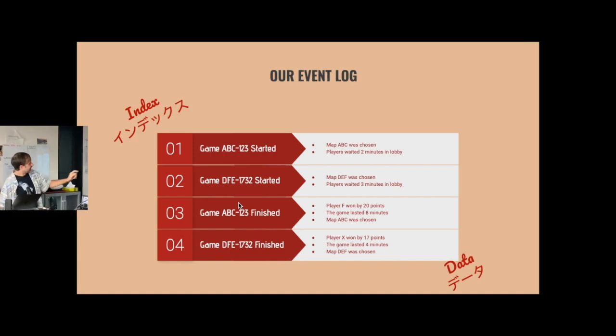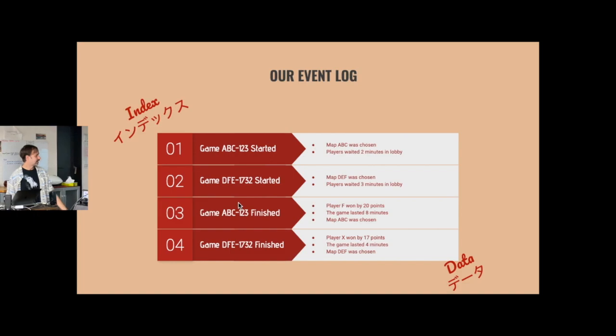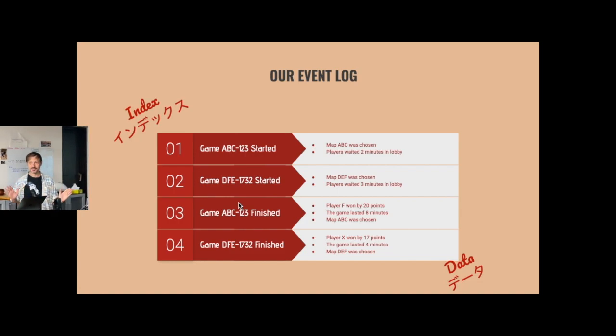We have an example event log. Game started. We have some data about that event. A map was chosen. Players waited 2 minutes in a lobby. We can start throwing some KPI stuff in there because why not? The game finished. Player F won by 20 points. The game lasted 8 minutes. Map ABC was chosen. We can duplicate a little bit of data here. That's okay.